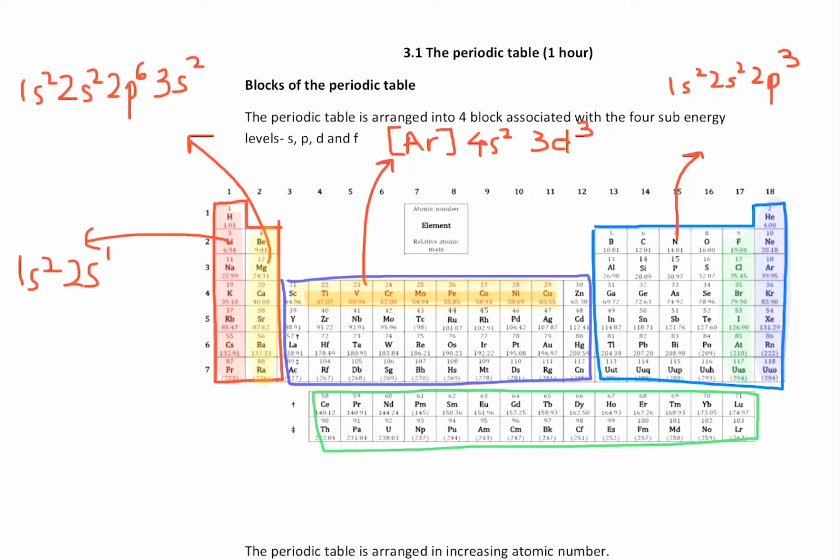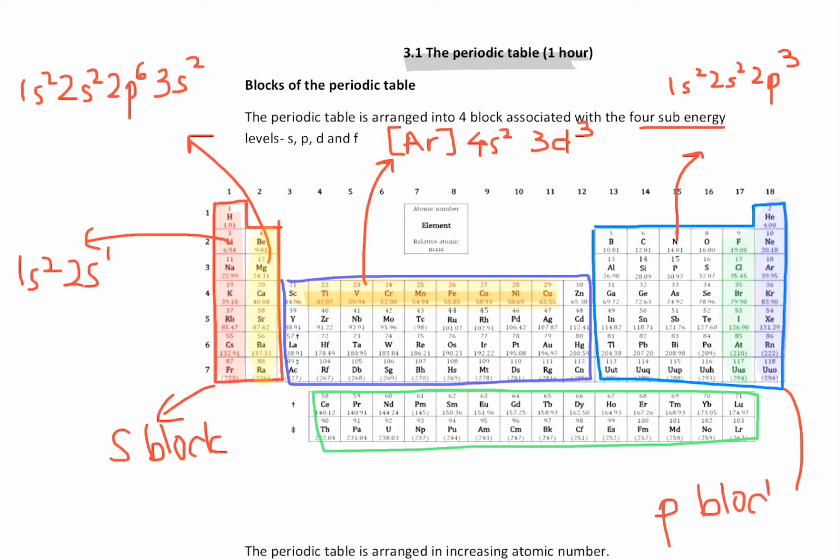Hi everyone. So for unit 3, we'll start with 3.1, the periodic table. The periodic table is arranged into 4 blocks associated to the 4 sub-energy levels. Here you have the S block. Here you have the P block. This is the D block, and the last one here, this is the F block.